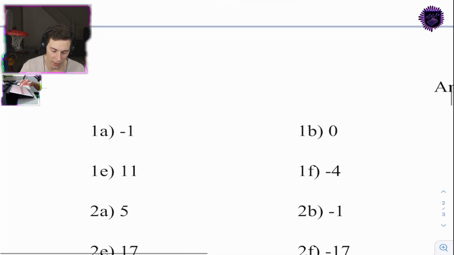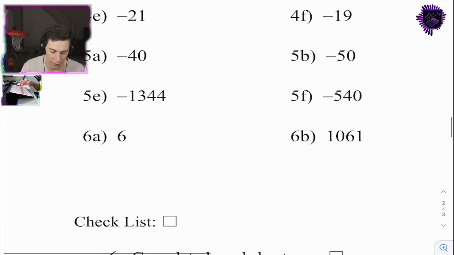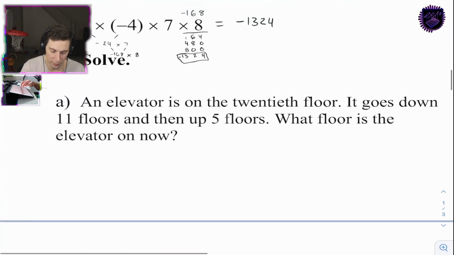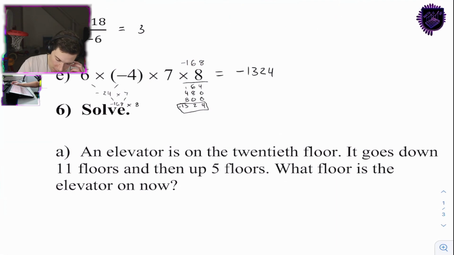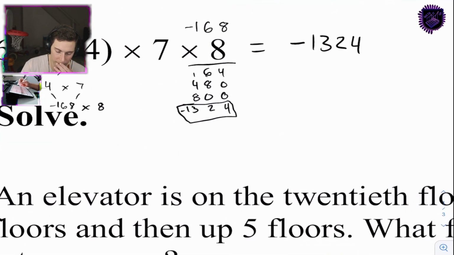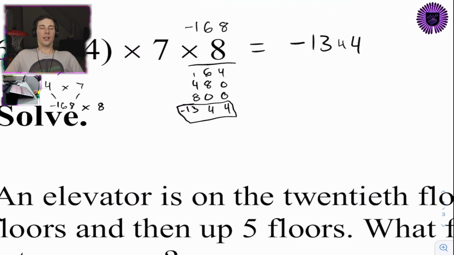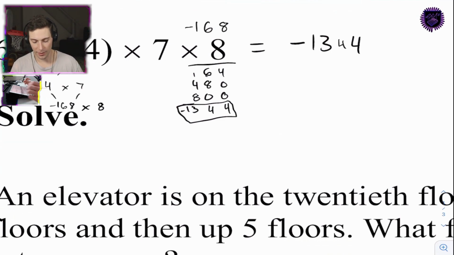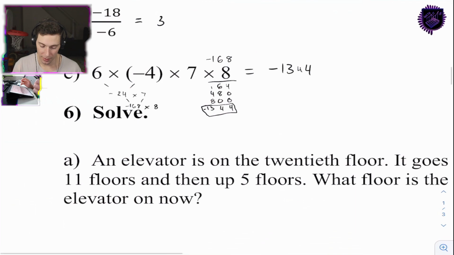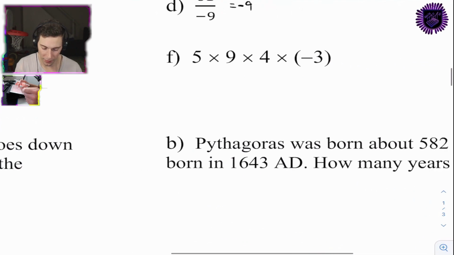Let's check it out. 1344. Yep. 1344. Ew. Math mistakes. That's why we check our answers. Simple mistake, right? Or you might call it a silly mistake. Just a simple calculation. Need to check your answers. 1344, negative. All right.